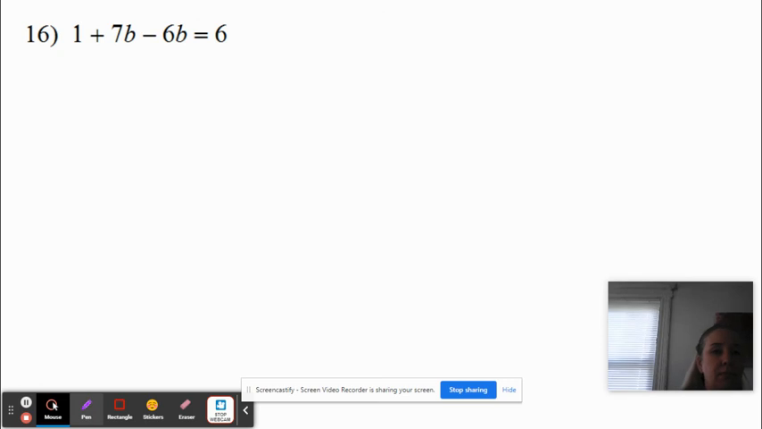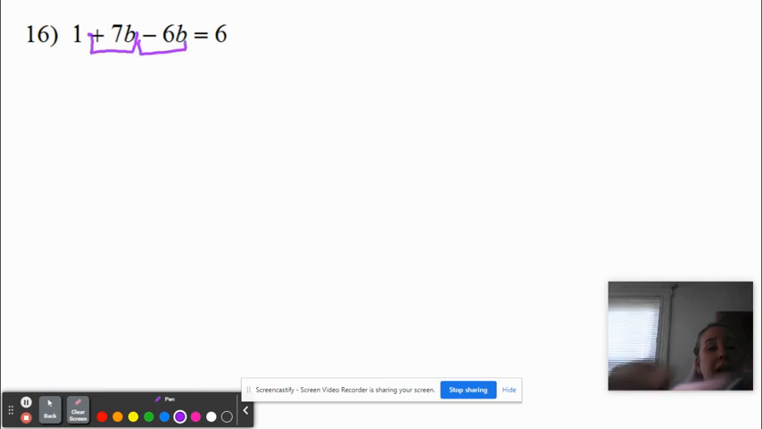Okay. I feel like I've done this one already. Starting with the variables. 7 minus 6. 7 minus 6 is 1. You got 1b or just b. And I never dealt with this. It is a positive 1.